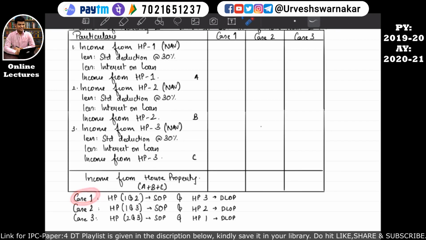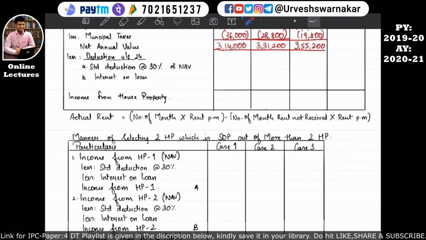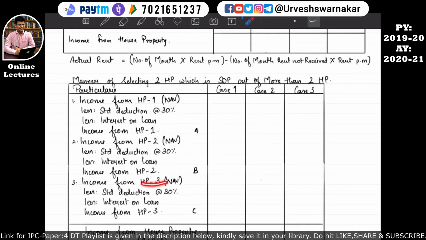In case 1, I am assuming I will keep house property 1 and 2 as SOP and house property 3 as DLOP, that is deemed let out house property. In case 2, I am thinking house property 1 and 3 will become self-occupied house property and house property 2 will become a deemed let out house property. And in case 3, house property 2 and 3 will become SOP and house property 1 will become DLOP. I hope this is quite clear. And what details have I fed in the particulars? I have fed the details of income from house property. That means the NAV details we need to write over here for house property 1, house property 2 and house property 3, and then we will reduce standard deduction and interest on the loan and we'll find out income from house property 1.